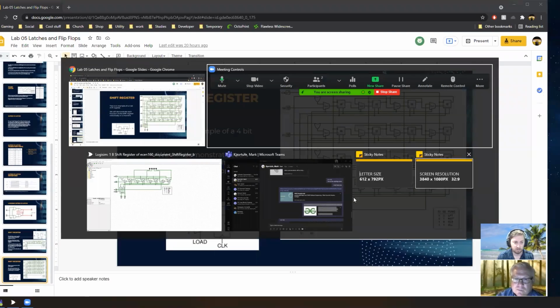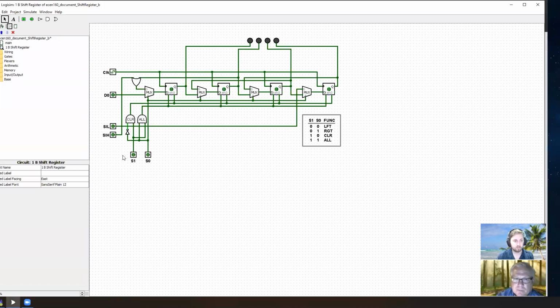So I've got here my shift register. This is the 1-bit one. I'm going to quickly demonstrate the functions here. So 0, 0 is left. We obviously don't have any values, so I'm going to place one right here, which is there. If I press the clock, it moves to the left. If I make this a 1, it will move that to the right. So let's go ahead and trigger that a few times, and you can see it moving along to the right.